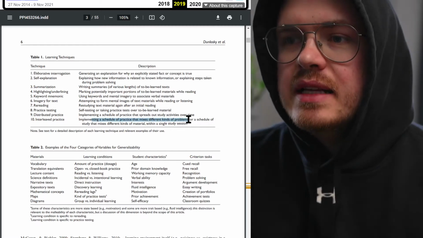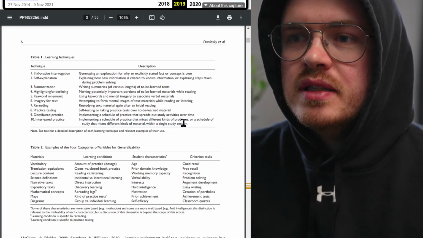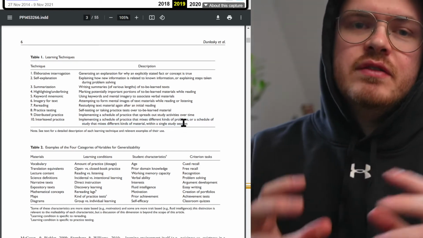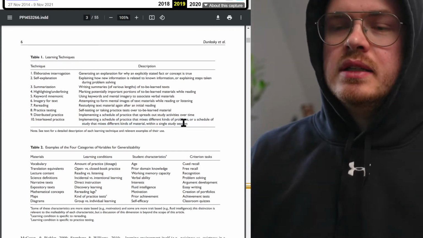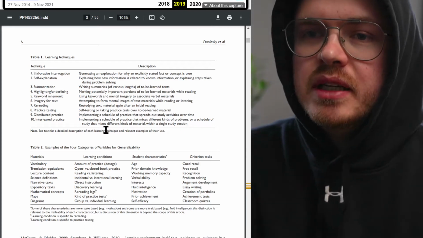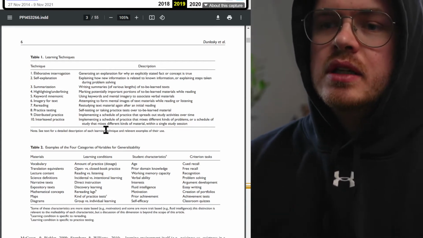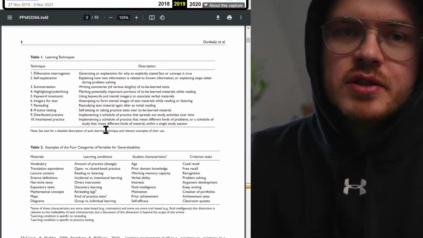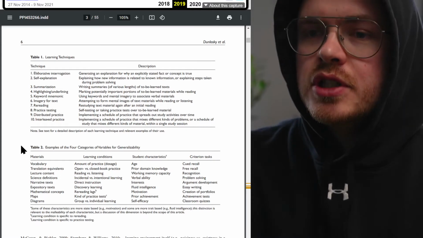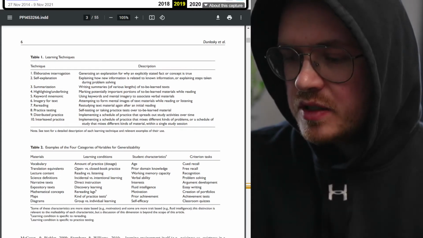Interleaved: mix different kinds of problems, different kinds of materials within a single study session. So don't just do everything in one context, one type of thing. Mix it up into different types of media. Some videos, some flashcards, some handwritten notes, some books, some pictures, some diagrams. Really try to mix it up. So that's the first key piece of this paper.